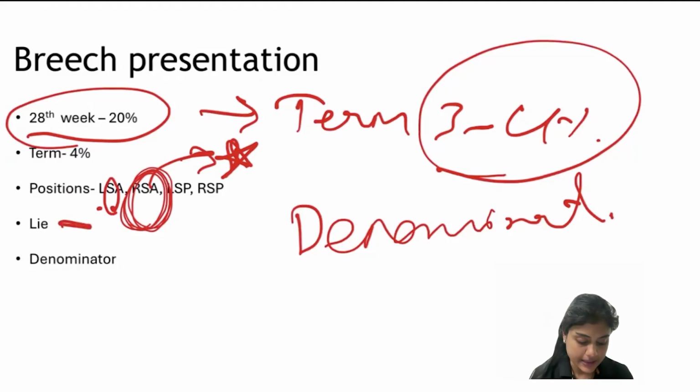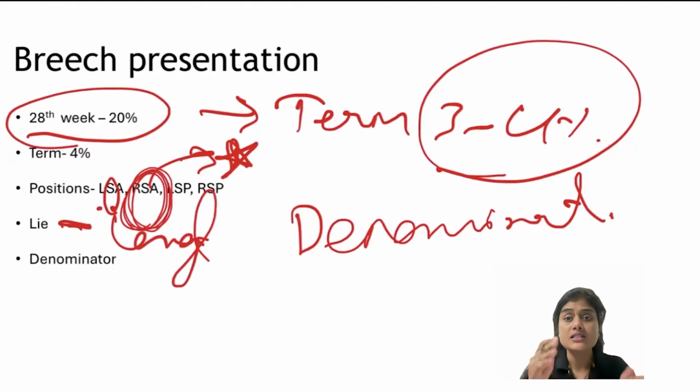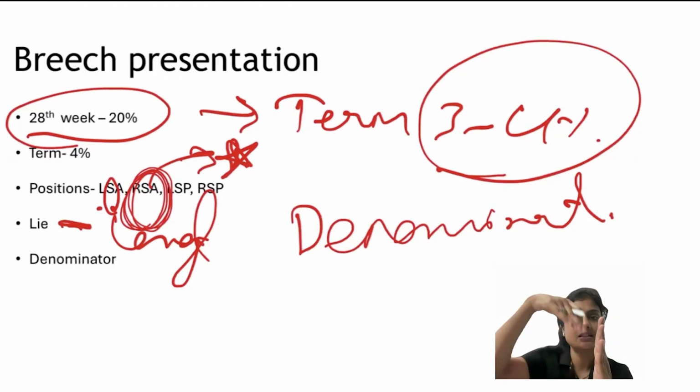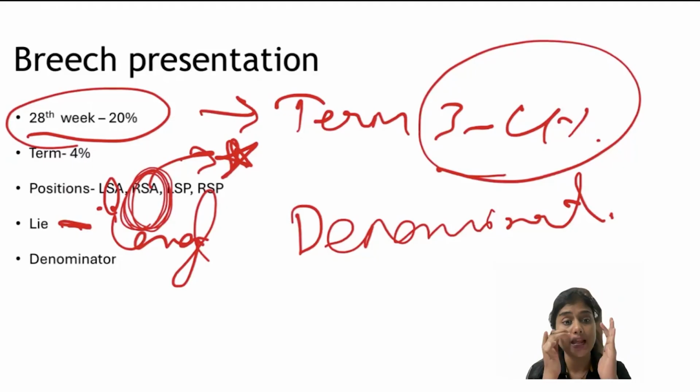So, what is the lie in breech presentation? It is longitudinal lie only. Since the spine of the fetus is parallel to the maternal spine, it is a longitudinal lie. Whenever the spine of the fetus is perpendicular or oblique to the maternal spine, it becomes either a transverse lie or an oblique lie. Here it is the same lie as in cephalic, just the head is up, that's all. So it is a longitudinal lie only.